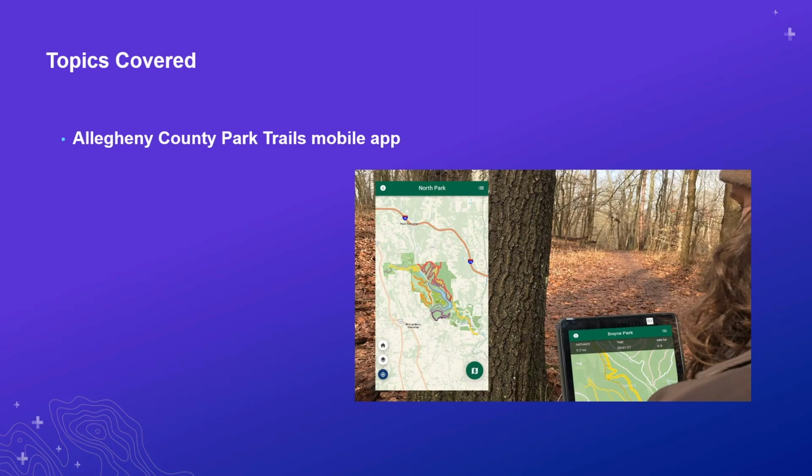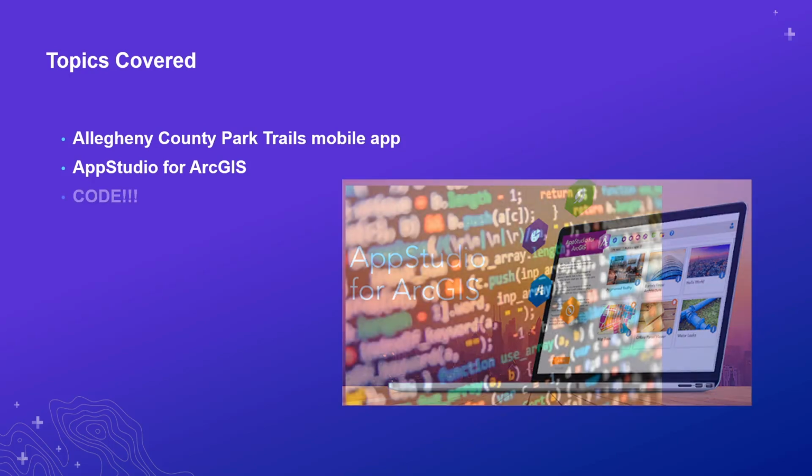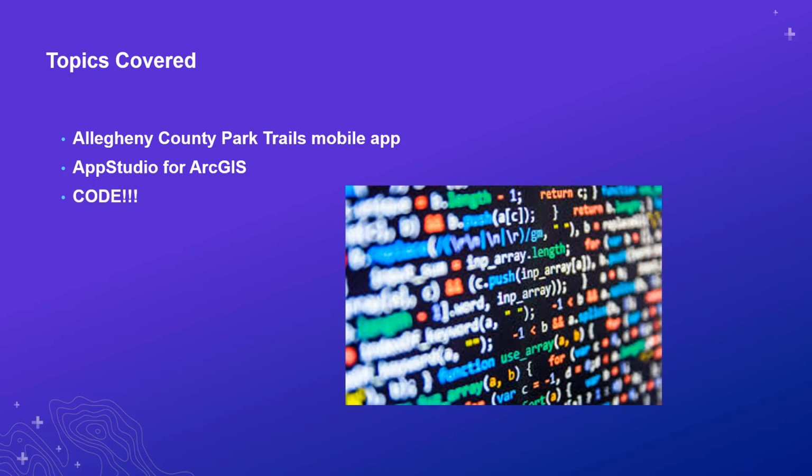So in this presentation, I'll first demo the app we developed for Allegheny County. Then we'll take a look at the software that was used to develop the app, which is called AppStudio for ArcGIS. And finally, since this is a developer conference for developers, we're actually going to take a look at some code.